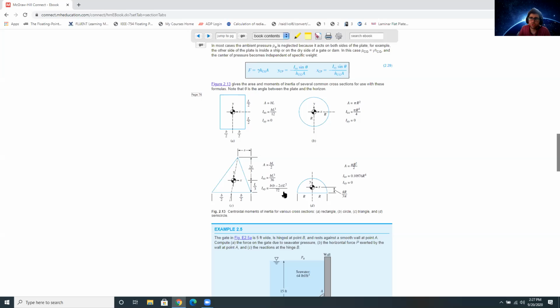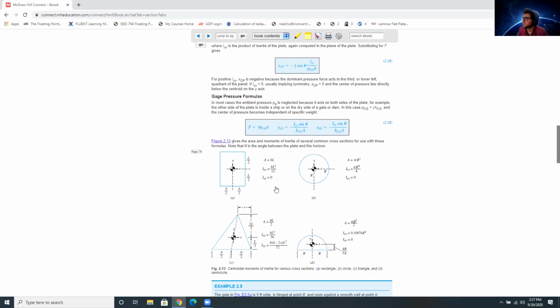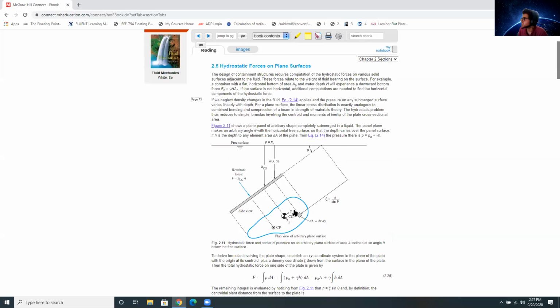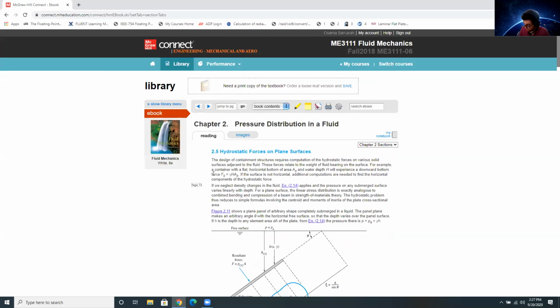Or you can use your solid mechanics textbook and find it. I'm pretty sure it's listed in there for a quarter circle, so you don't have to start deriving stuff. Everything has been derived before. Okay, so let's go back to the whiteboard.